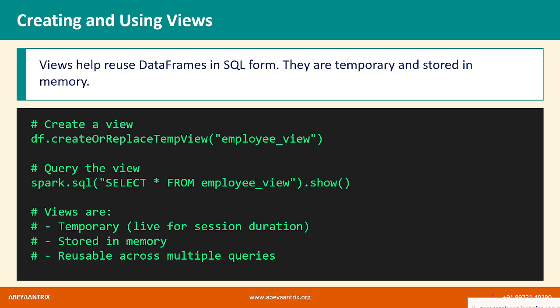Here I am not using the triple quotes. Why? Because my query is only one line. You use triple quotes only when your query is in multiple lines. Since it is a single line query, I am using only double quotes once. Then .show. So all the records from the employee data frame will be shown as output, whatever data is there in the employee data frame.